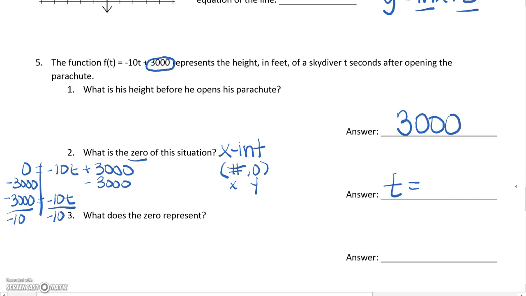And what does this represent? Well, when the y value is 0, that's whenever the skydiver hits the ground. So you'd say when he hits the ground.